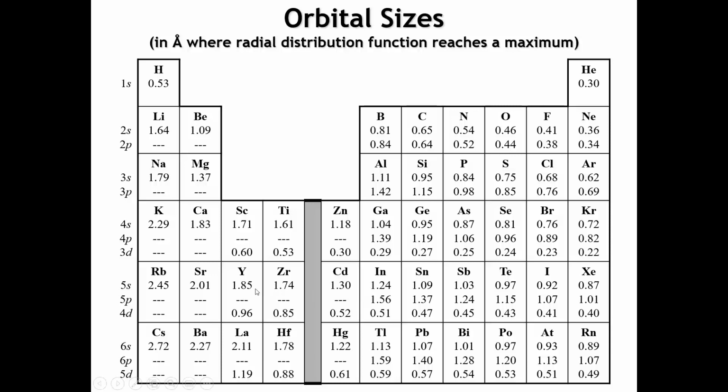Now we see those same kinds of things in the 4d and the 5d orbitals, but they're particularly pronounced for the 3d orbitals. And then if we were going to go down to the lanthanides and the actinides, which are not shown here, you would see that the 4f orbitals are very, very small. And because the 4f orbitals are so small, they are legitimately core orbitals. What does that give us?